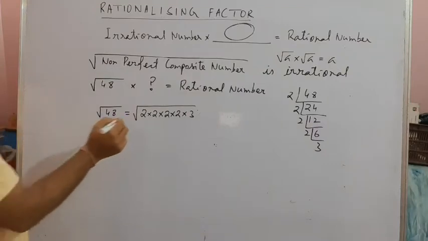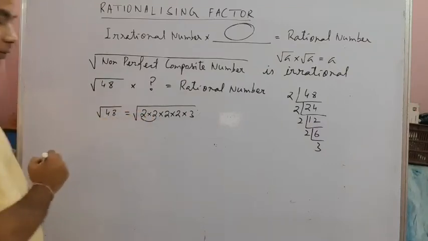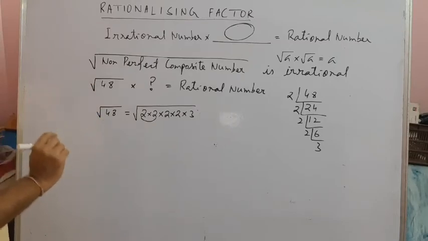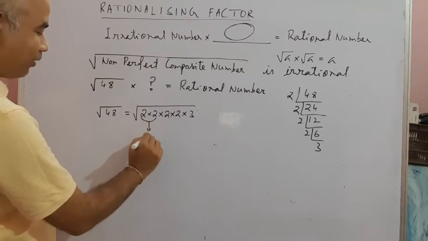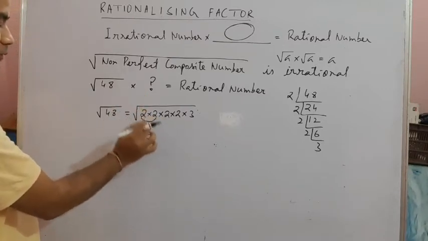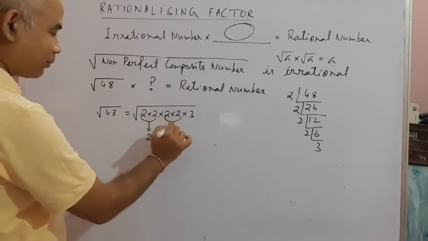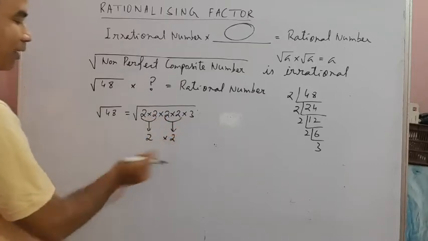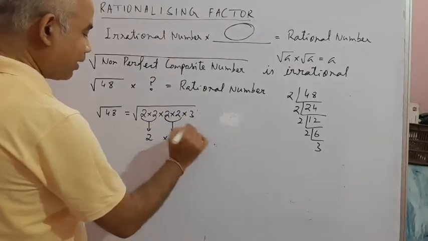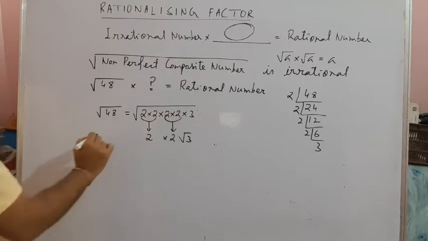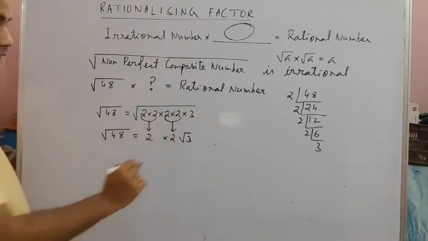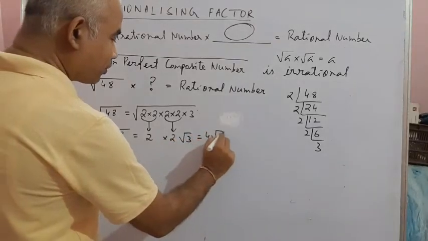For a pair of similar factors, that means if there are two equal factors, we can write one factor outside the square root symbol. So for this pair of 2, one 2 will come out. Similarly for this pair of 2, again one 2 will come out. But as 3 cannot form a pair, it will remain inside. That means the square root of 48 is equal to 2 into 2 into root 3, or 4 root 3.